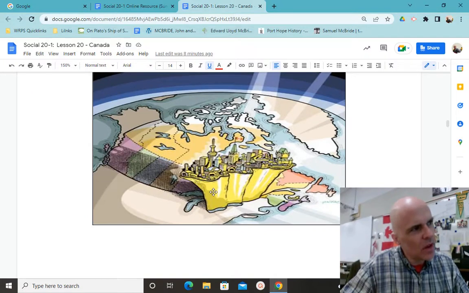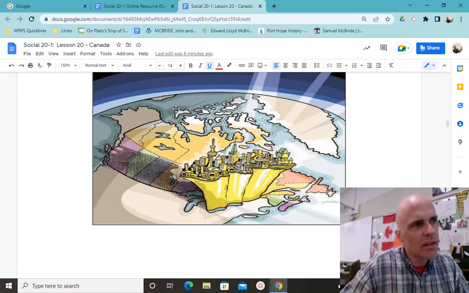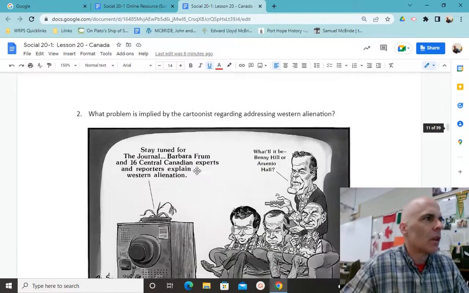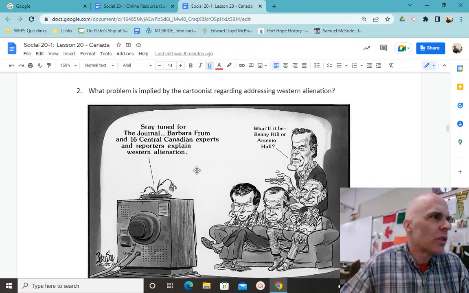Here we have this idea that we're elevating the GTA, we're elevating Toronto area, we're elevating Ottawa, and maybe even going as far as Montreal, right? We're elevating the Golden Horseshoe and up the St. Lawrence to Montreal, and because we elevate them, the spotlight's on them, it casts a shadow across the rest of Canada, and we can't access that, right? What problem is implied by the cartoonist regarding trying to address Western alienation?